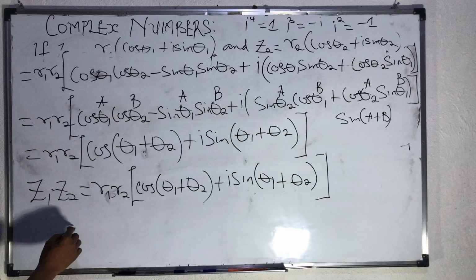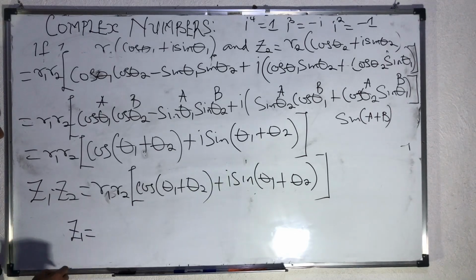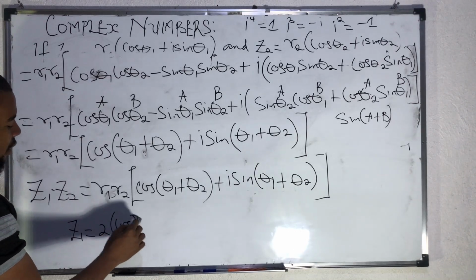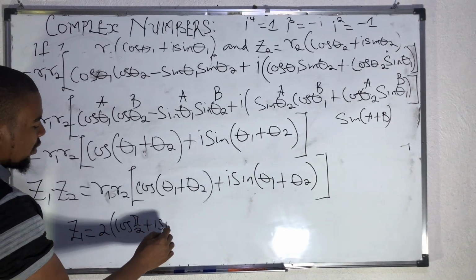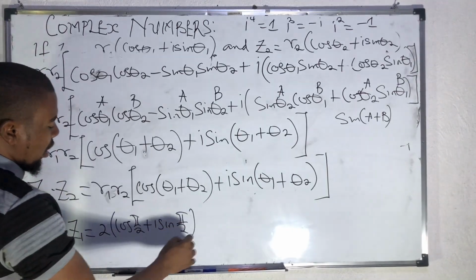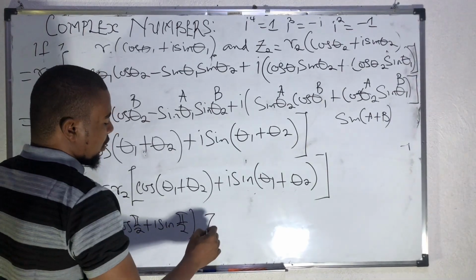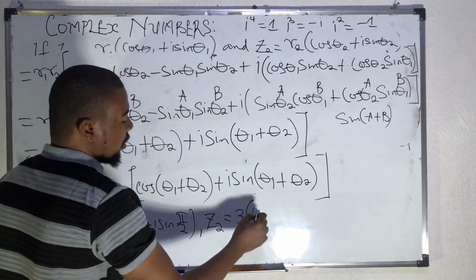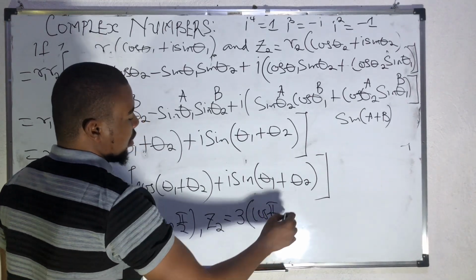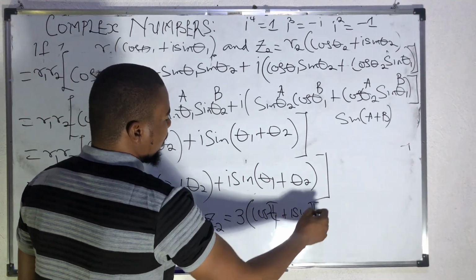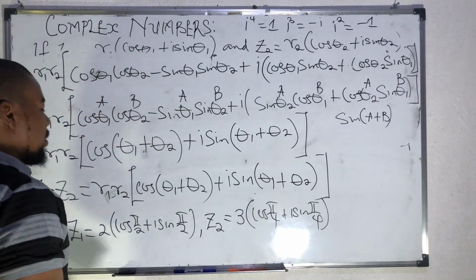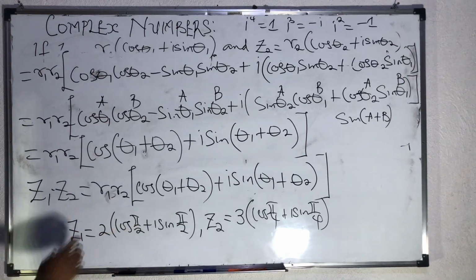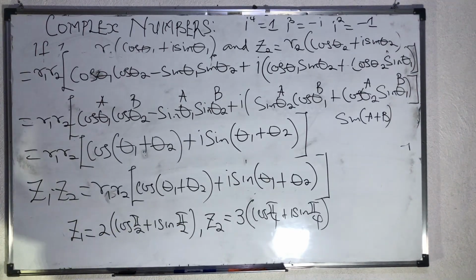So let's assume you're given Z1 equal to 2 multiplied by cos pi over 2 plus I sine pi over 2. And you're given a second complex number, Z2, equal to, let's say, 3 multiplied by cos pi over 4 plus I sine pi over 4. Simply plug them into this formula and solve. This formula helps you to simplify and get the correct solution.